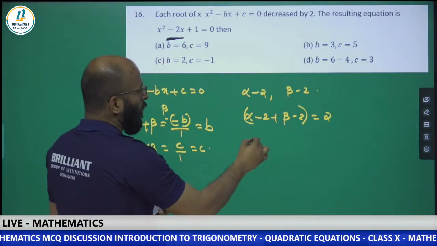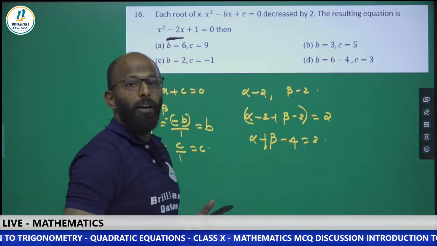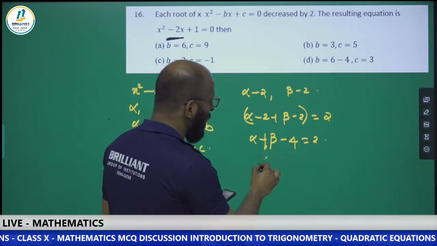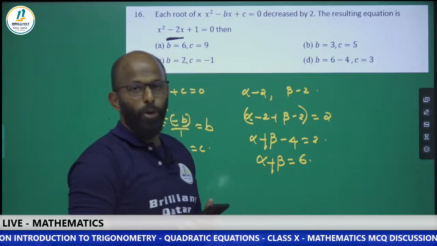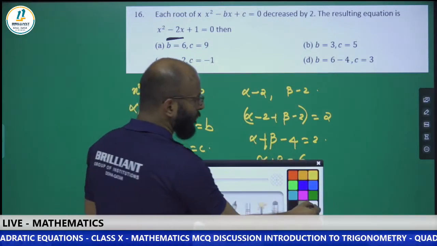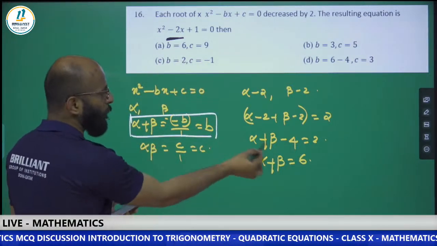So alpha plus beta minus 4 is equal to 2. Alpha plus beta you can take into the right side. Alpha plus beta is equal to 2 plus 4, which is equal to 6. Now next we can consider the product of the roots. We have alpha plus beta is b, and the b value we got is 6.